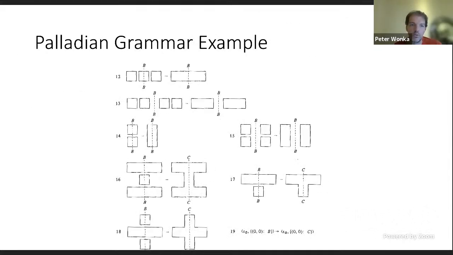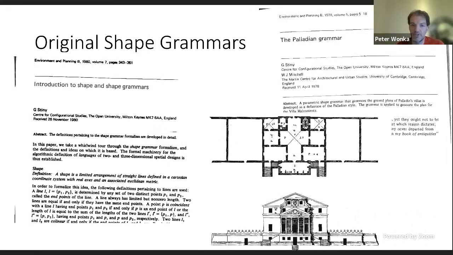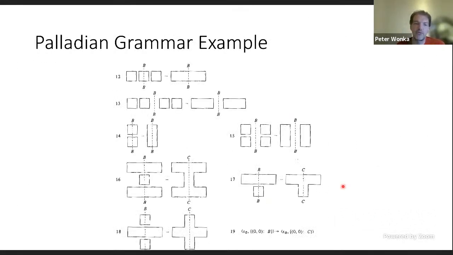So here's an example from a paper copied about creating these Palladian villas. And these Palladian villas, going back to the previous slide, look something like this, or this is a floor plan. What he did was create grammars for creating the floor plans of these villas. I would like to explain the main ideas here because it's a very fundamental concept and it's just so influential.